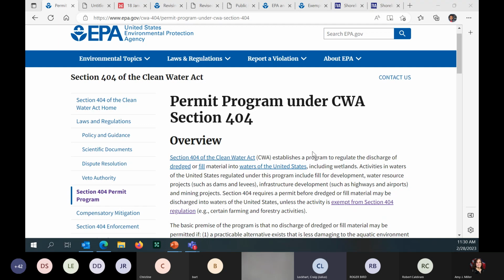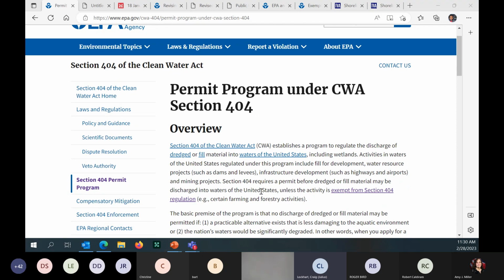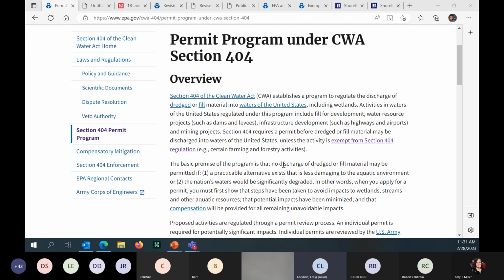But as Amy alluded to, if you do go to the EPA website, hopefully everyone can see my screen, it talks about the permit process under the CWA, the Clean Water Act Section 404. So everything Amy talked about, regulating the discharge of dredge or fill materials into the waters of the United States. This definition of waters was proposed in December 2022 by the EPA and Army Corps of Engineers, and the new definition was finalized with an effective date of March 20th, 2023, as I alluded to before.